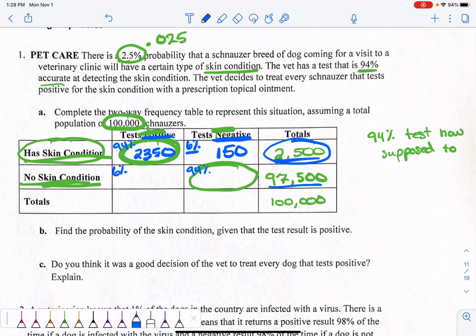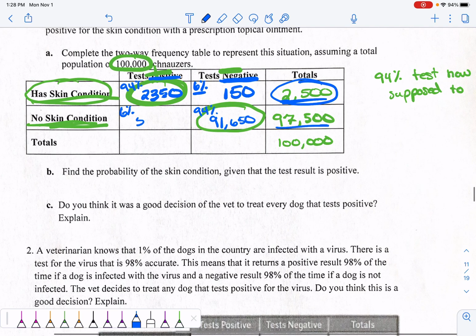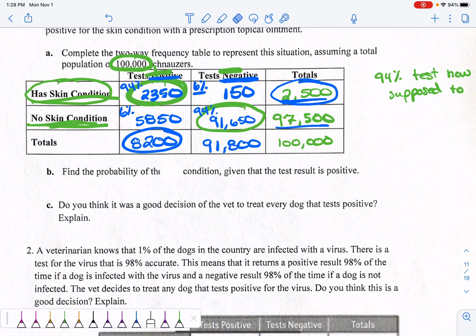And then we do the same thing for the bottom number. So 97,500 times 0.94 is 91,650, and then if I subtract that, it's 5,850, okay? And then I can add those guys together, 2,350 plus 5,850, and I get 8,200 are the total positive people, and then the total negative people would be 91,800, okay? And now we're going to answer some questions based upon this table.